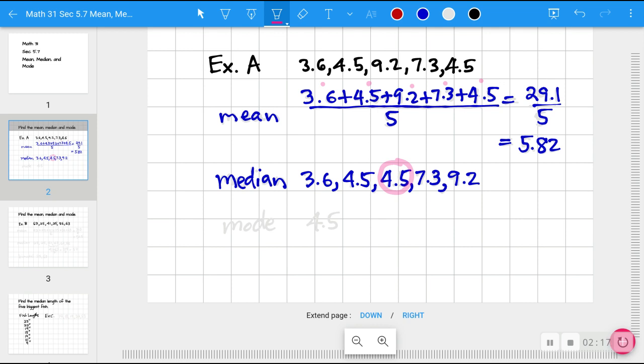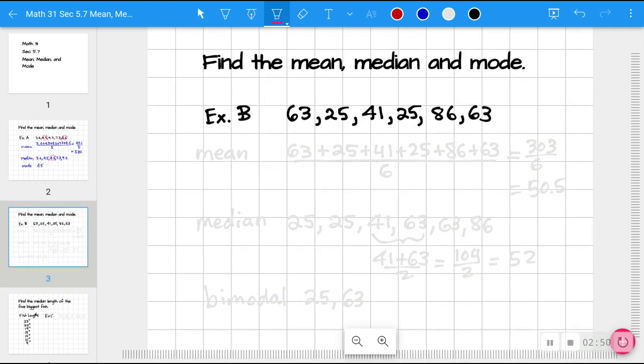Now there is an exception that you have to know about. I'll show you on the next problem where you have to take the 2 in the middle and average them to find the median. Okay, now the mode is just simply the most common data piece, and it's going to be 4.5. There's 2 of those, and everything else is just singletons. The most common piece of data is that 4.5, and that's what the mode is.